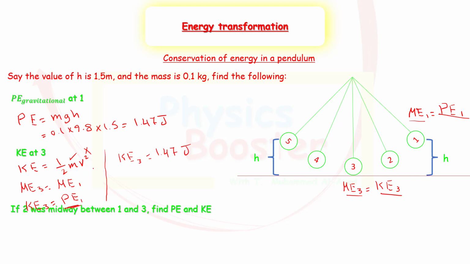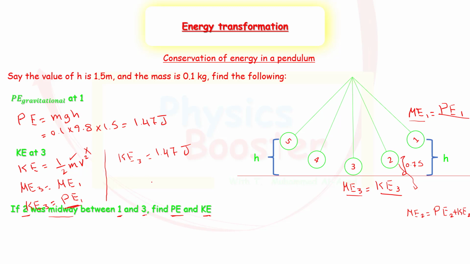If 2 was midway between 1 and 3, find the potential energy and the kinetic energy. Okay, we know at 2 right here, the mechanical energy is going to have two types of energy. We will have potential energy at 2, and we will have kinetic energy at 2. It's asking me to find the potential energy and the kinetic energy, but it told me that 2 is midway between 1 and 3. So I can assume that the height here is not 1.5, it's going to be 0.75.